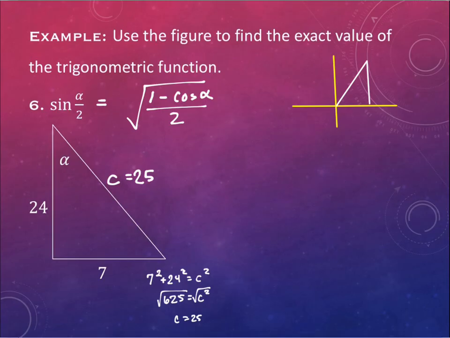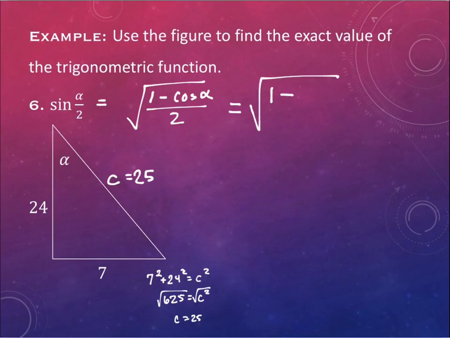There we go. So over here in my formula, I'm going to have a square root. I'm going to have 1 minus, and in this triangle, my alpha is listed. What is the cosine of alpha in this triangle? So it should be adjacent over hypotenuse, right? So it's 24 over 25. Thank you. So this is 24 over 25 right here, all divided by 2. Okay, everybody okay with that?